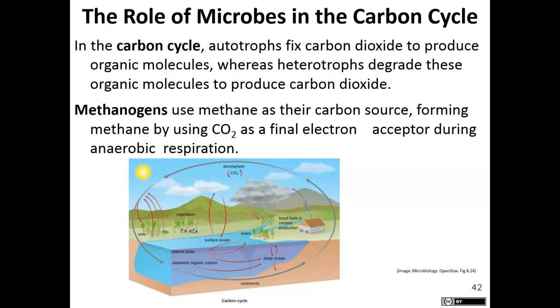They're photoautotrophs, but they can utilize the organic molecules and produce ATP energy in that process. We have to take in organic molecules to get our carbon. We also take in organic molecules to get our energy, and we produce carbon dioxide as our byproduct. Methanogens then use methane as a carbon source, and they form methane by using carbon dioxide as a final electron acceptor in an anaerobic respiration process.